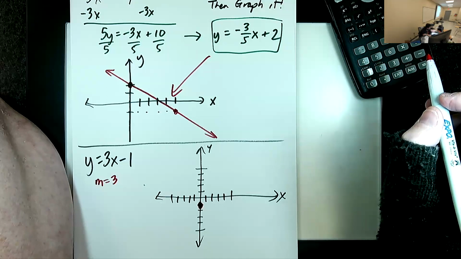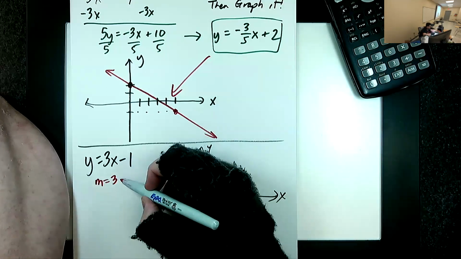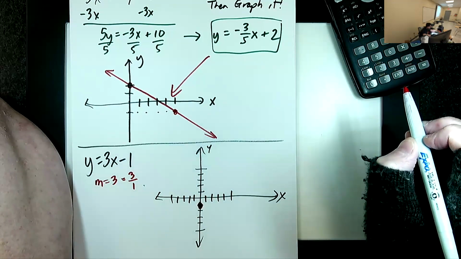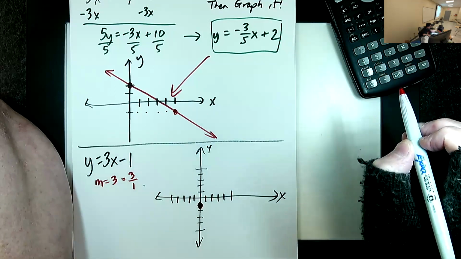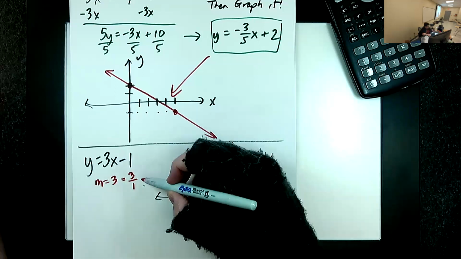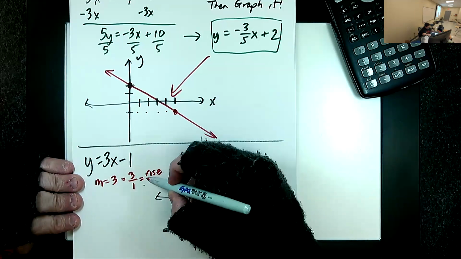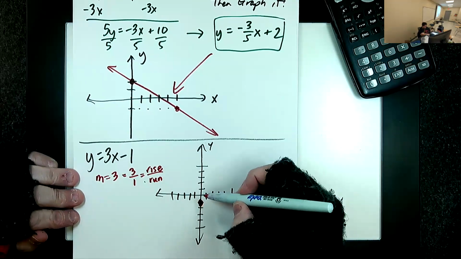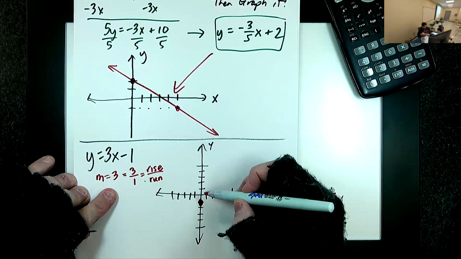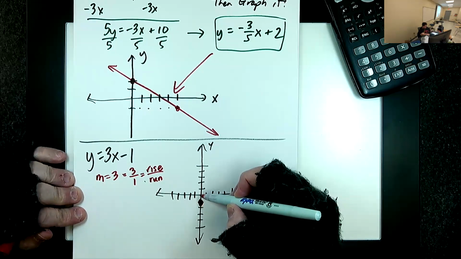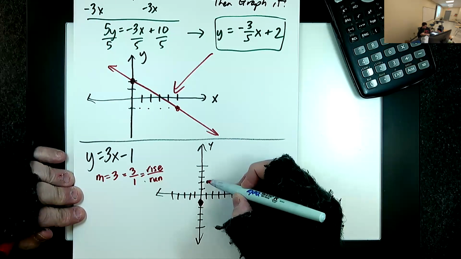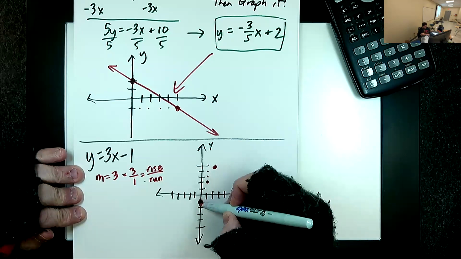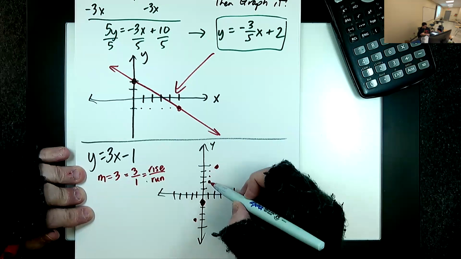We could rewrite it as 3/1. That's a really good choice. Why? Because it's easier to look at. It shows us a rise over run. Yeah, I agree. So if you have a whole number or an integer, put it over 1. Up 3 over 1. Up 3 over 1. Down 3, left 1.